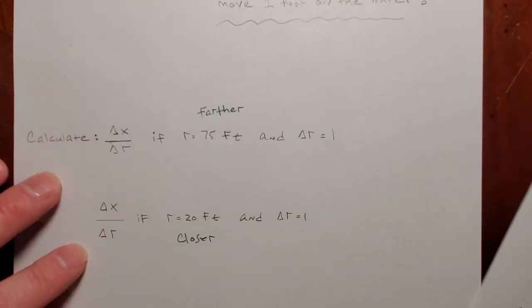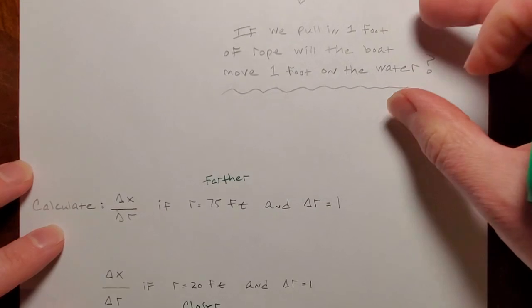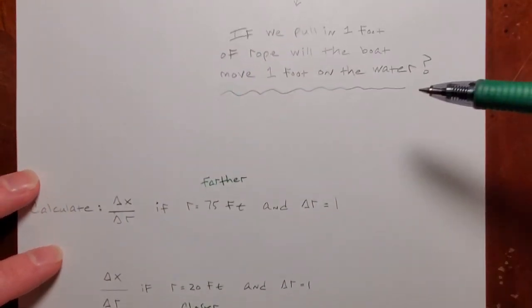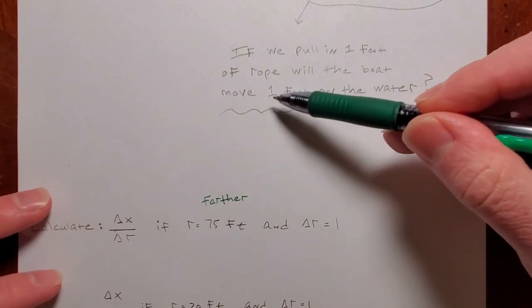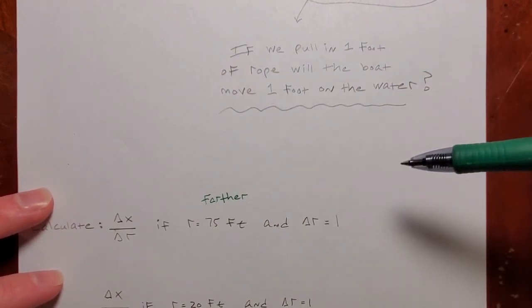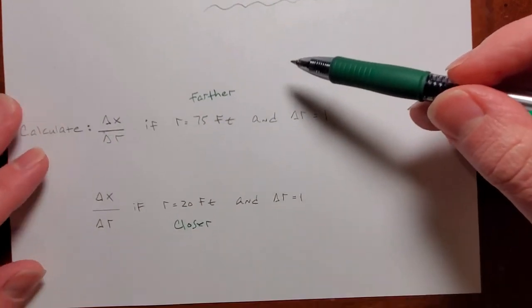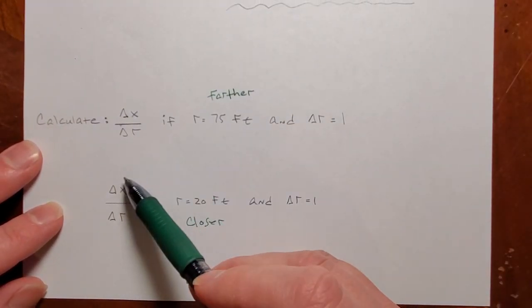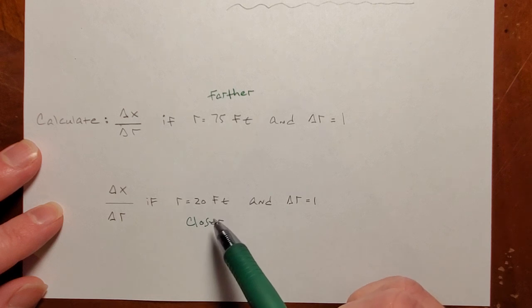So, all right, I got both of those, and I think they do shed some light on this, that it's not 1. It's not exactly 1 to 1. It's 1 to a little bit bigger number than 1. Okay, 1 foot of rope means something a little bit more than 1 foot on the water. And it'll move further on the water the closer it gets.